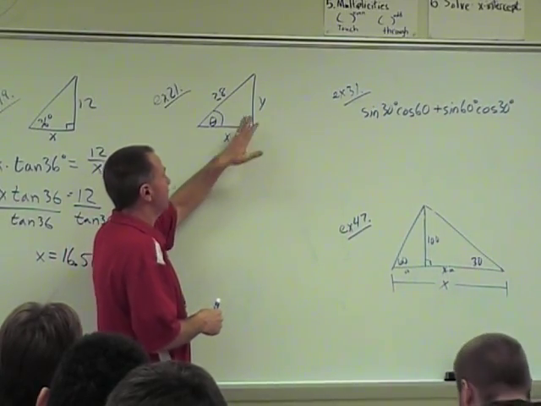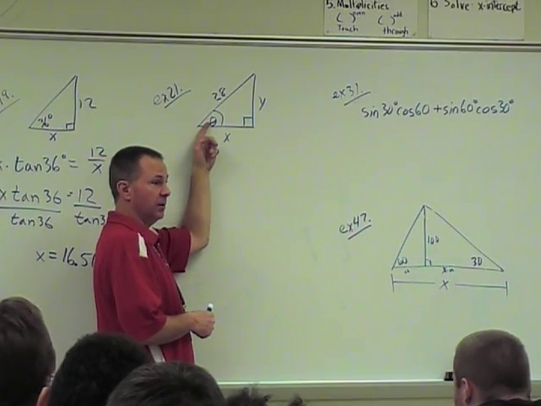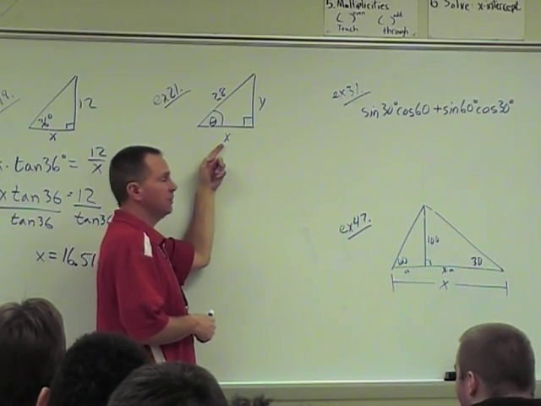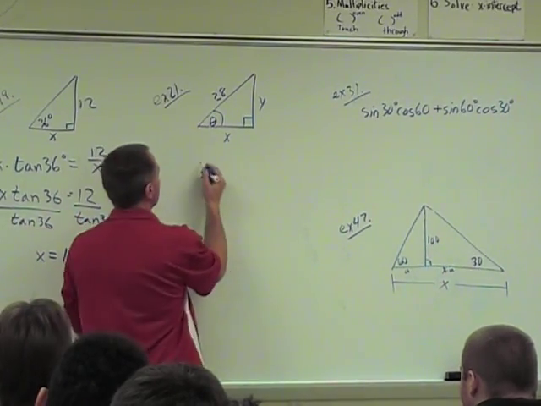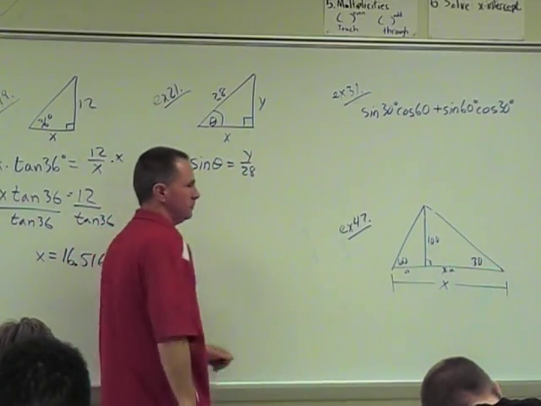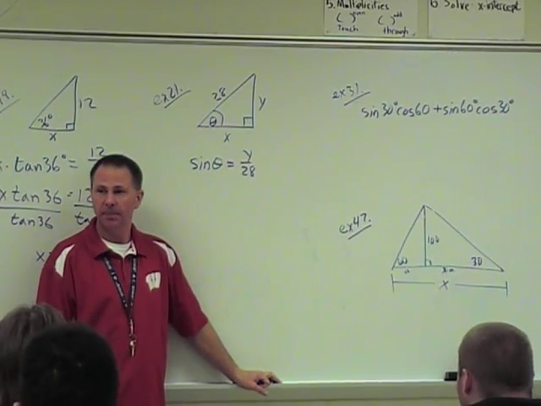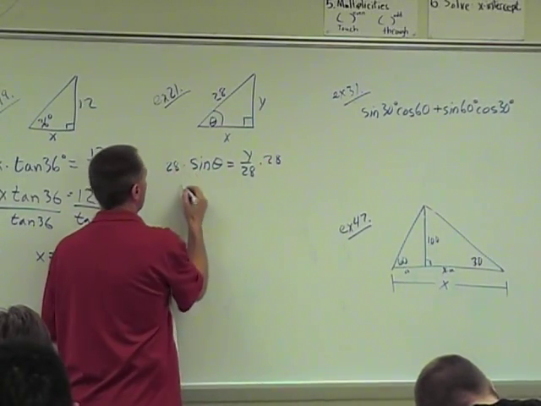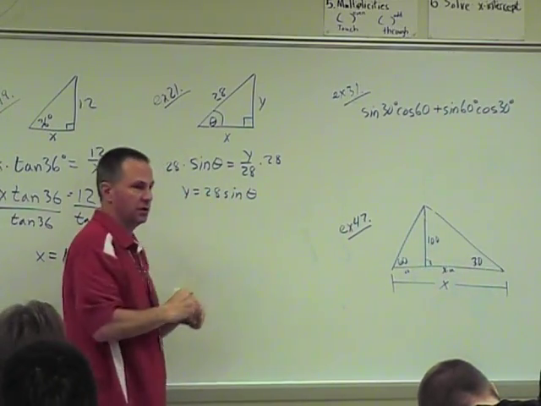So if I'm going to solve for y first, and I don't want x, and this is the corner I'm starting with, I don't want to use a trig function that has the adjacent side in it. So what trig function only uses the opposite leg and the hypotenuse? The sine. So you're going to say sine of theta equals y over 28. And then solve for y. What do you got to do? Yeah, multiply by 28 on both sides. So y equals 28 sine of theta. Okay, now, I want to solve for x.